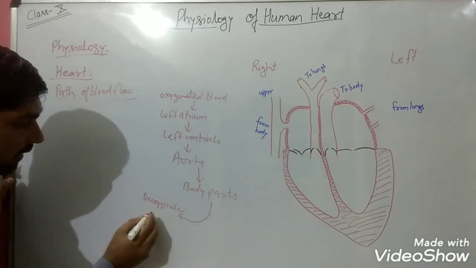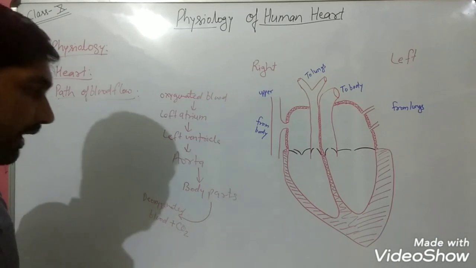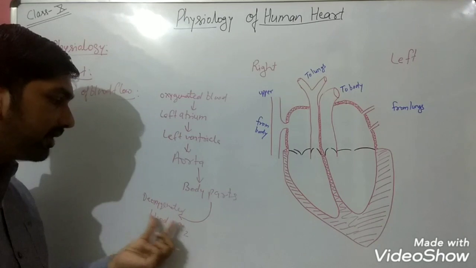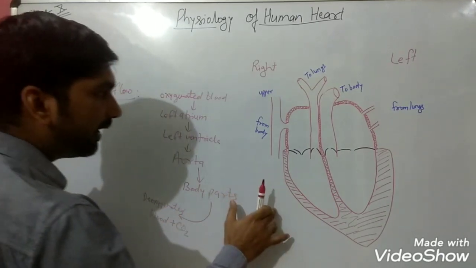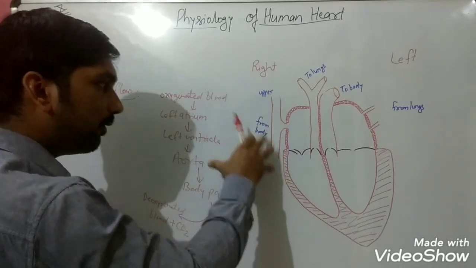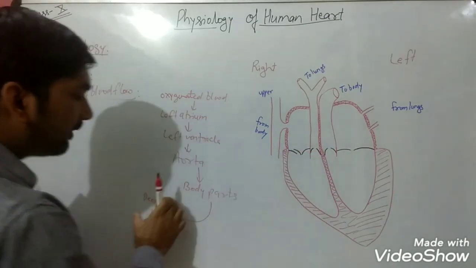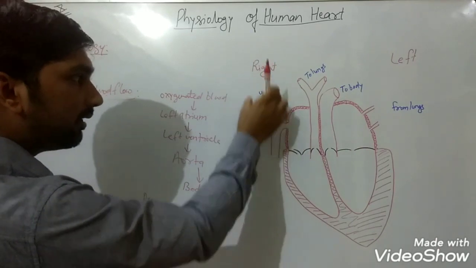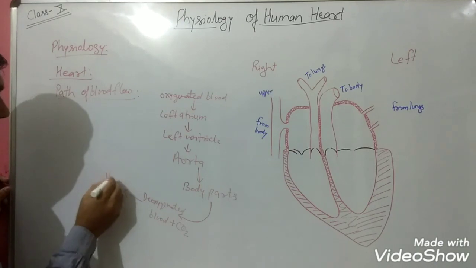Deoxygenated means oxygen is removed, and this is blood which has carbon dioxide gas. This deoxygenated blood is carried by veins. Veins are the blood vessels which go towards the heart. So veins carry this blood to the right atrium by the main vein, known as the vena cava.